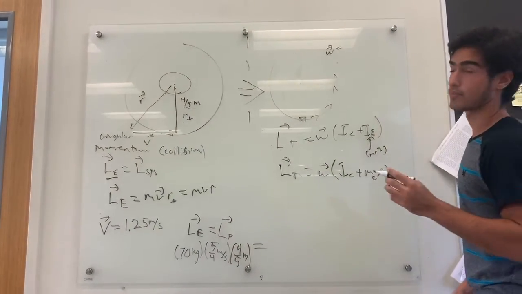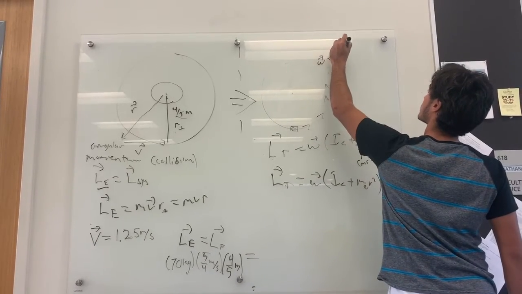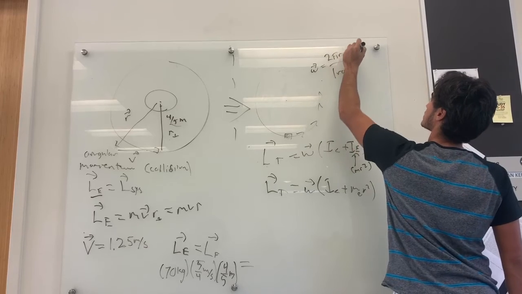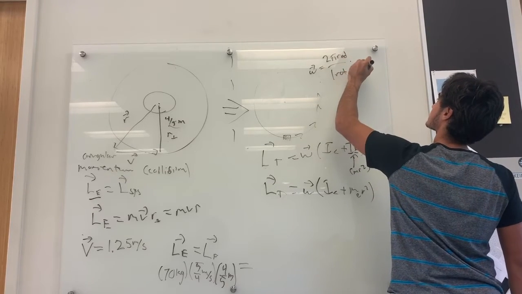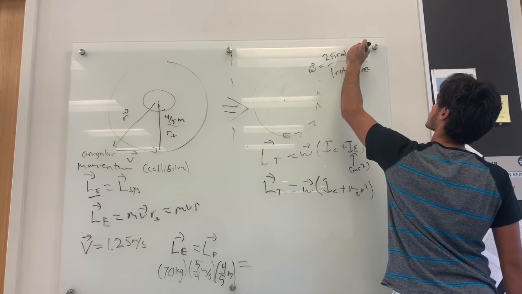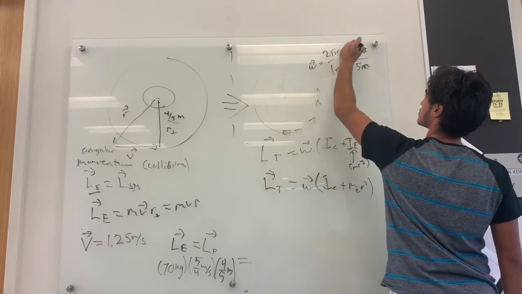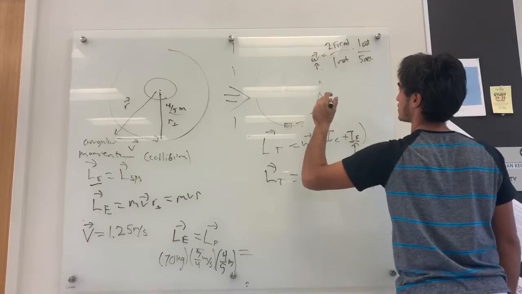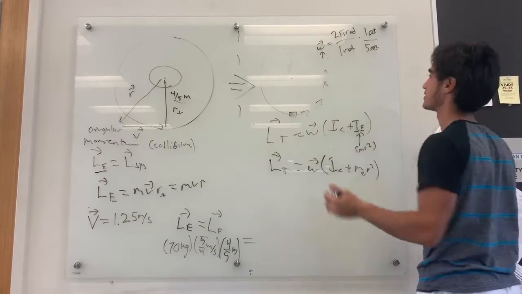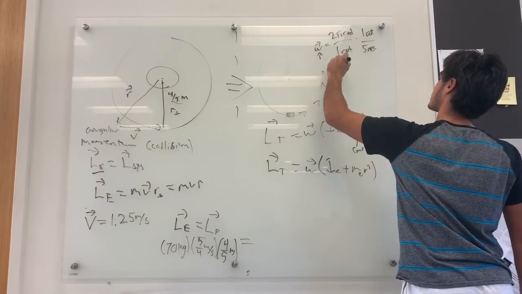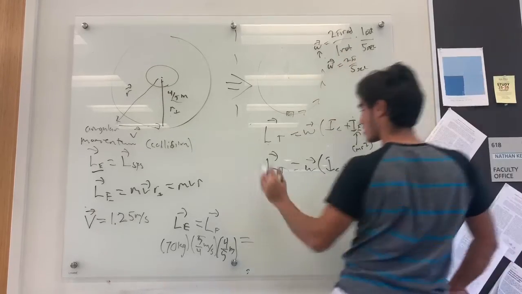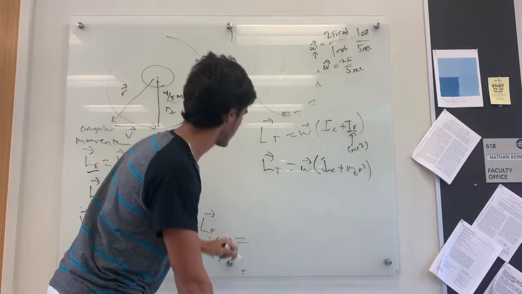Okay, so we know omega. We travel 2 pi radians for one rotation. And for us, it took approximately 5 seconds for one rotation. But we want the rotations on top so these units cancel. So we get radians per second, which are the units of omega, since radians don't have units. So we get omega equals 2 pi over 5 seconds. Come over here and we plug that into this equation.